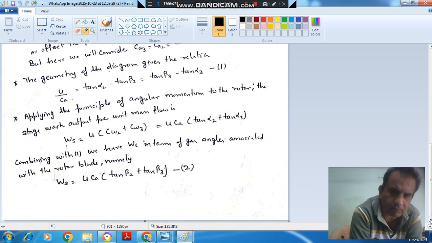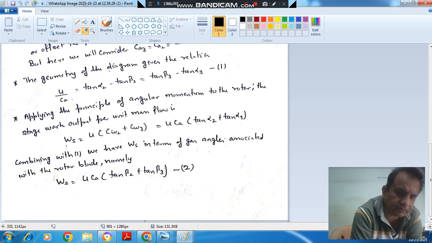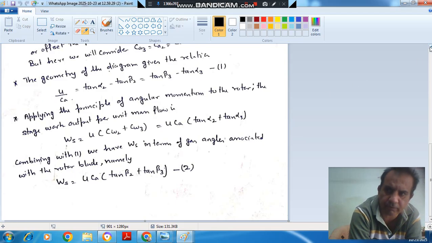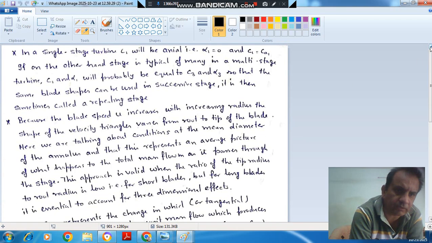Similarly, this can also be written in terms of beta 2 and beta 3. From this we have tangent alpha 2 plus tangent alpha 3 is equal to tangent beta 3 plus tangent beta 2. So this is the expression for specific work done. Okay, now I will read out this.